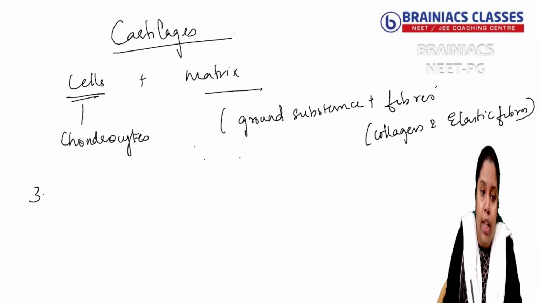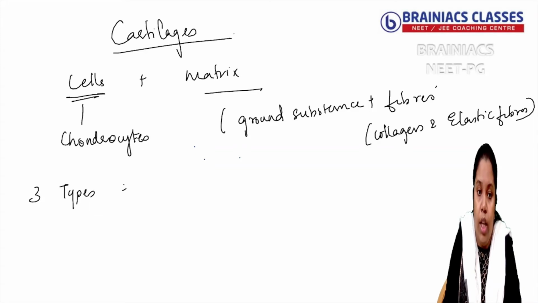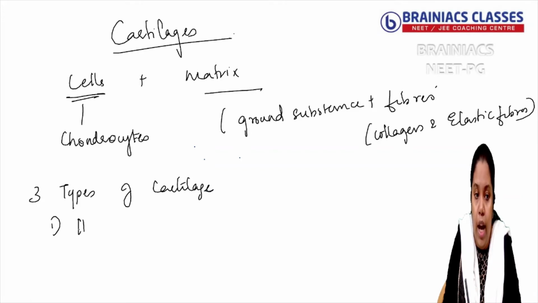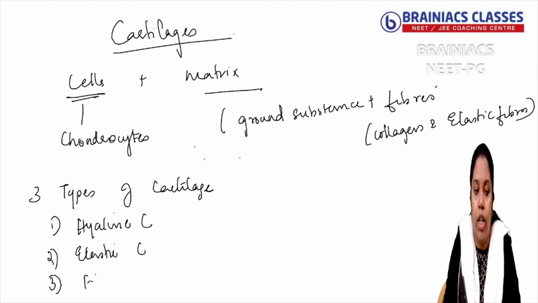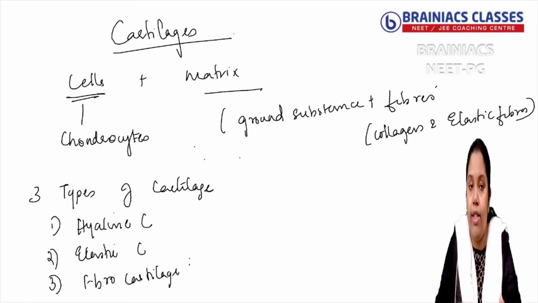There are 3 types of cartilages. The first one is hyaline cartilage. Then you have the elastic cartilage. Then you have the fibro cartilage. So we will take one by one: hyaline, elastic, and fibro cartilage.